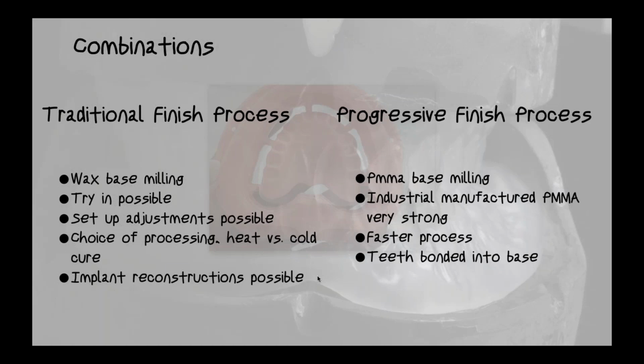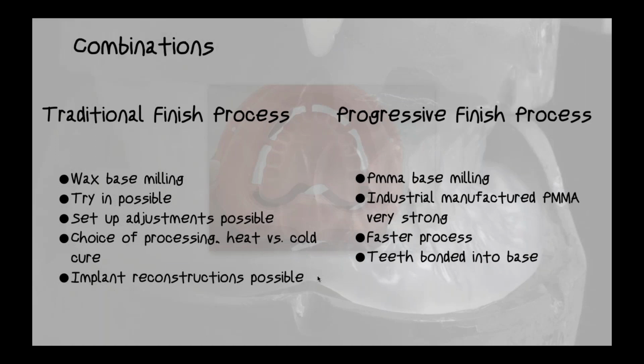The more progressive finish process would mean we actually mill, instead of a wax base, a PMMA base, and using the milled denture teeth, we bond them into that PMMA base. The advantage of that is we have an industrial manufactured PMMA, which is just unbelievably strong. And that gives us definitely a big advantage in terms of strength and breakage to the denture.